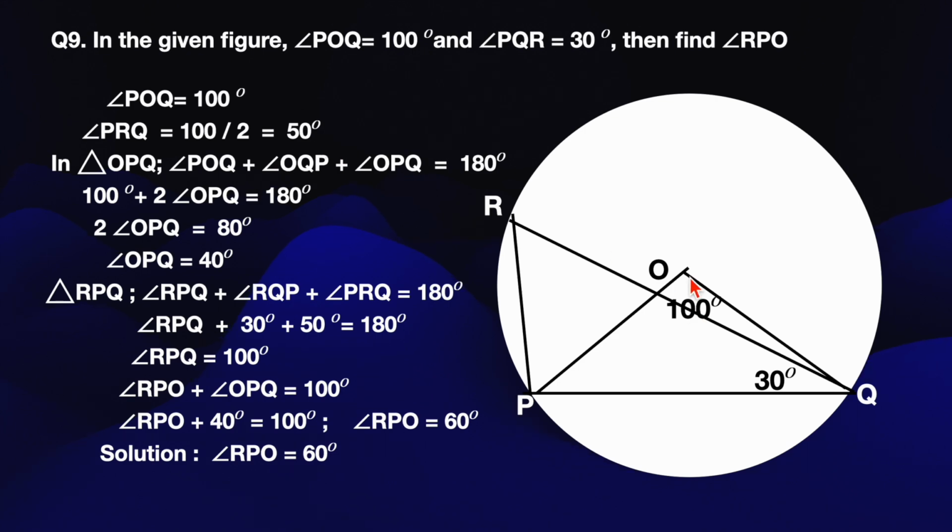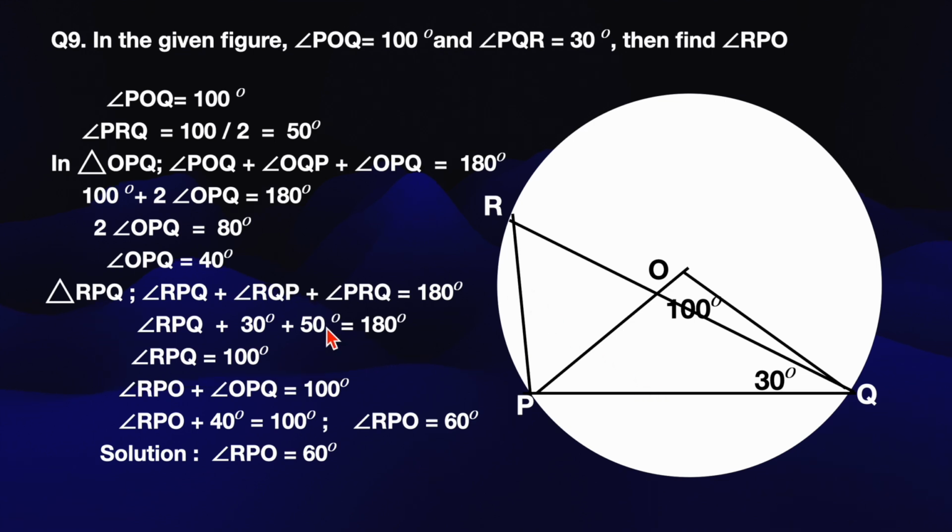Now we'll take the small triangle OPQ. Here we can see that the sum of all the angles will be 180. OPQ is equal to OQP because this is an isosceles triangle. So 2 times OPQ plus 100 is equal to 180. Therefore 2 times OPQ is equal to 80. OPQ is equal to 40.